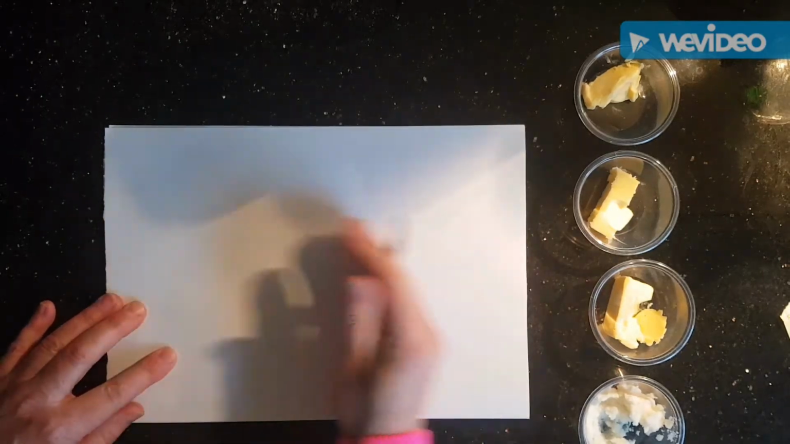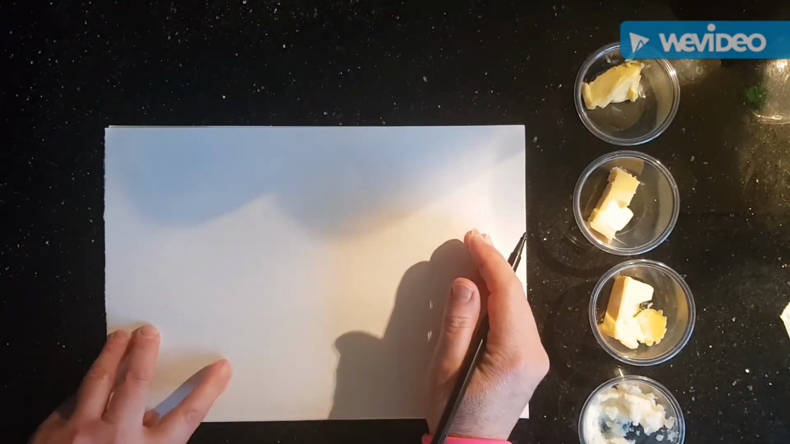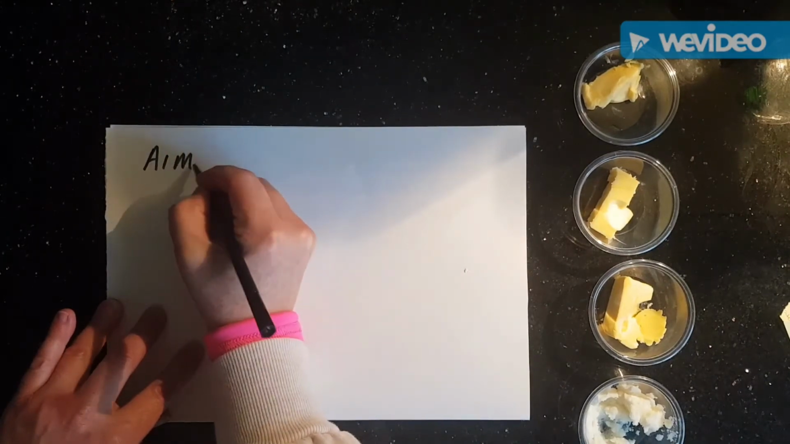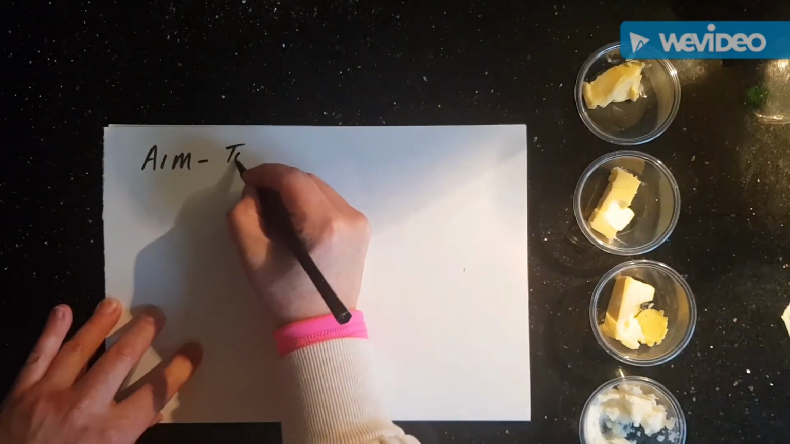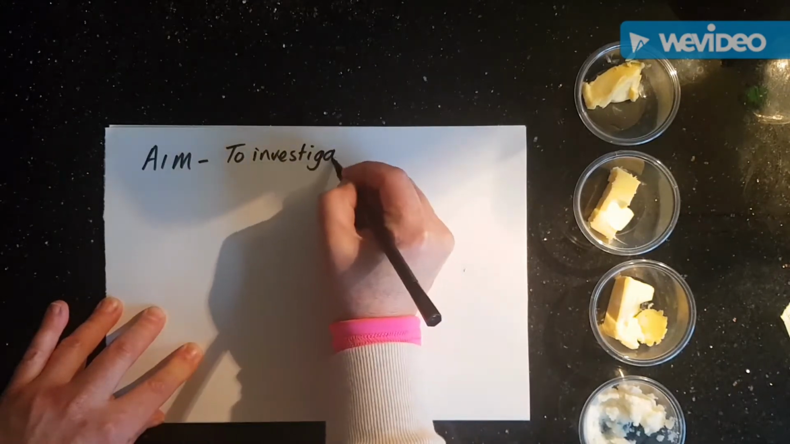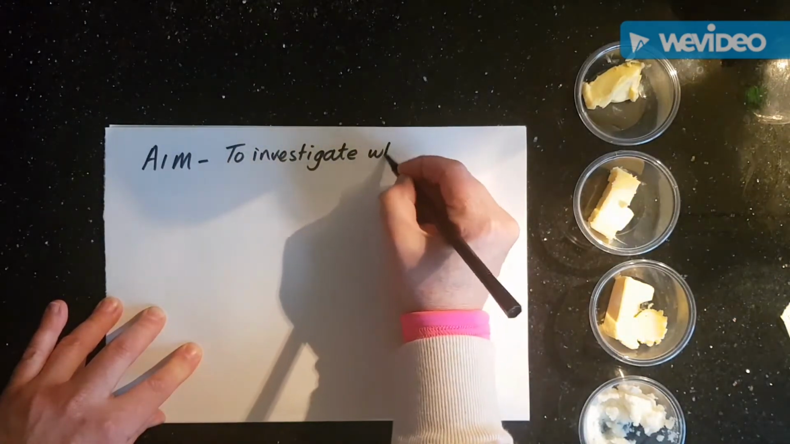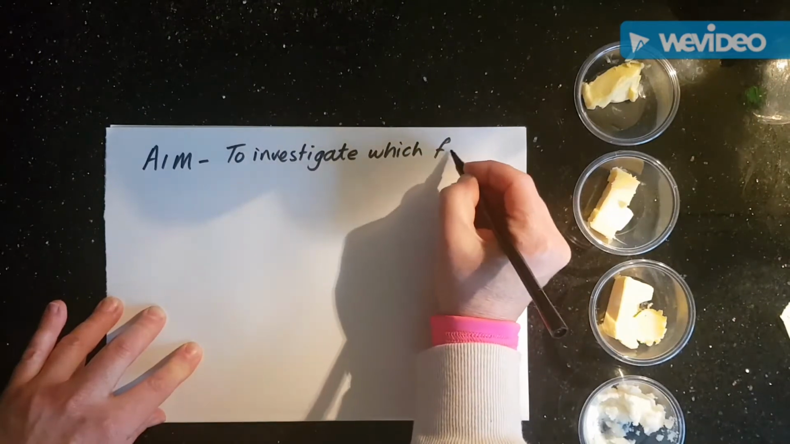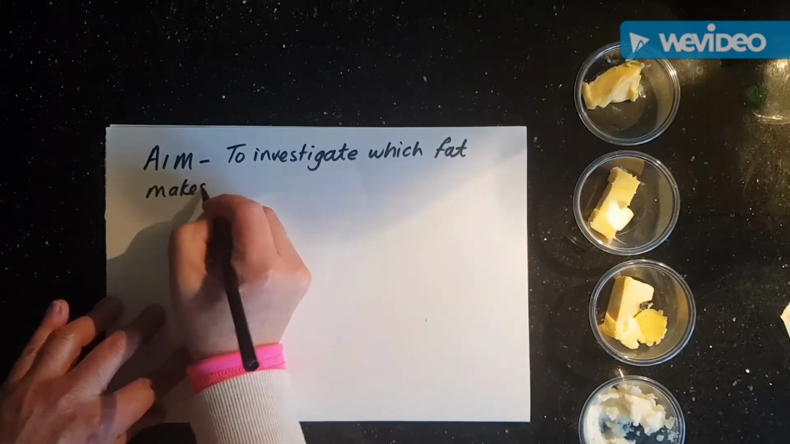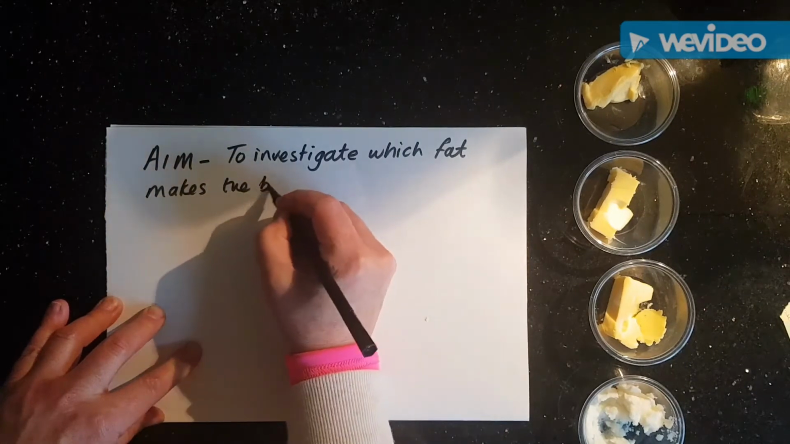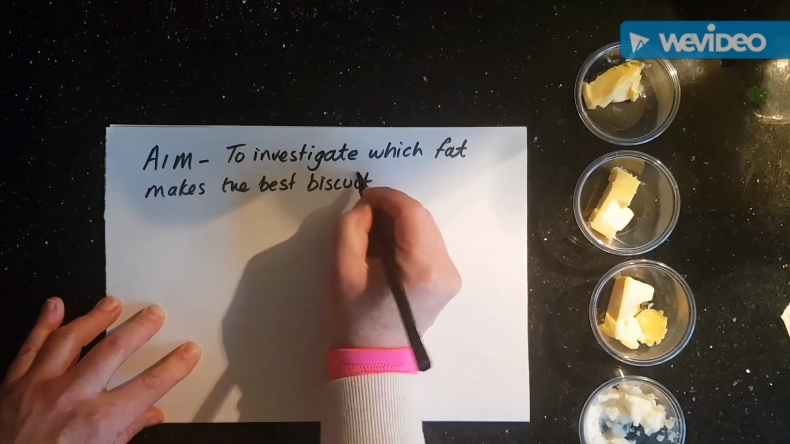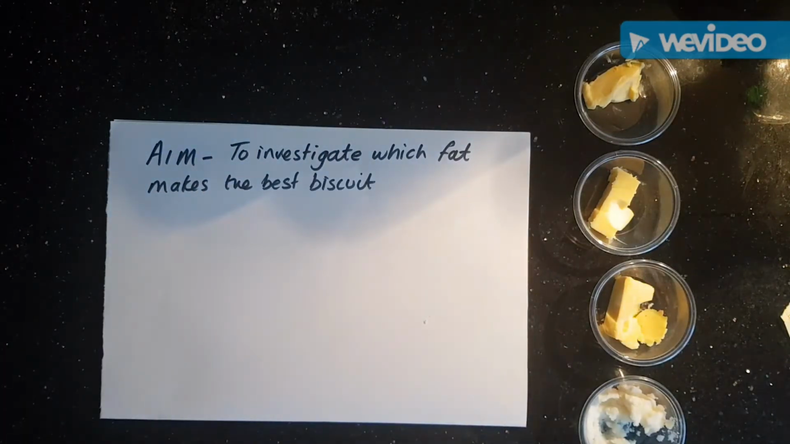If you've written your hypothesis, you can then actually start planning your investigation. I would always start with an aim. So my aim is to investigate which fat makes the best biscuit. Okay, so that's what I'm trying to work out.